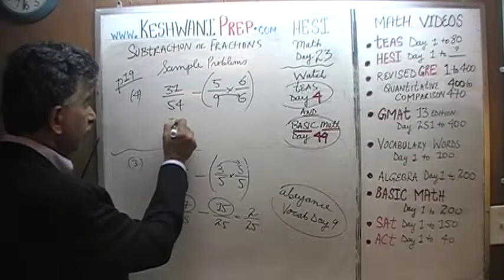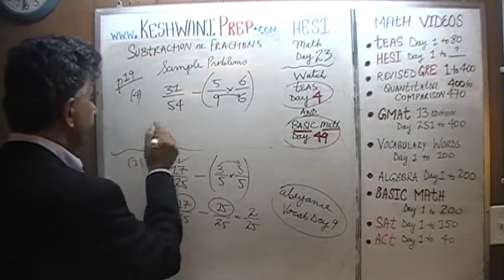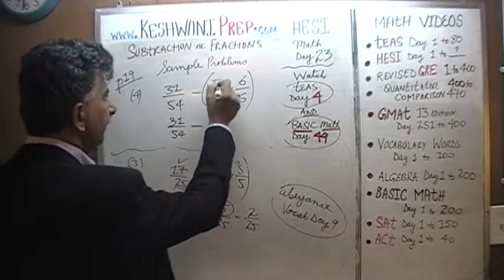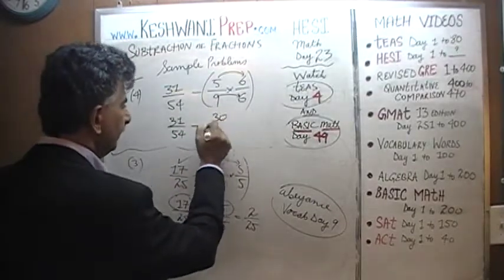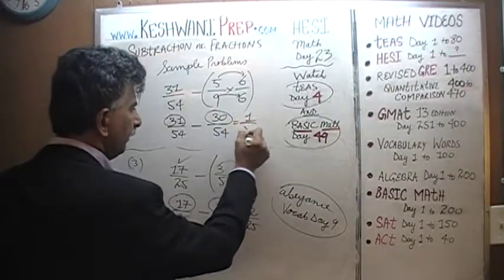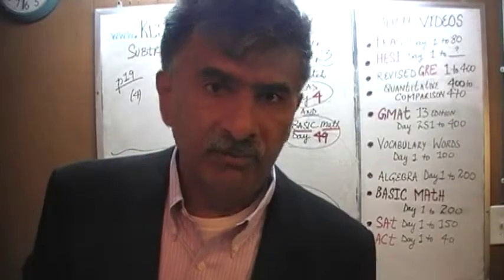So it's 31 over 54 minus 5 times 6, which is 30 over 54. 31 minus 30 is 1. So the final answer turns out to be 1/54.